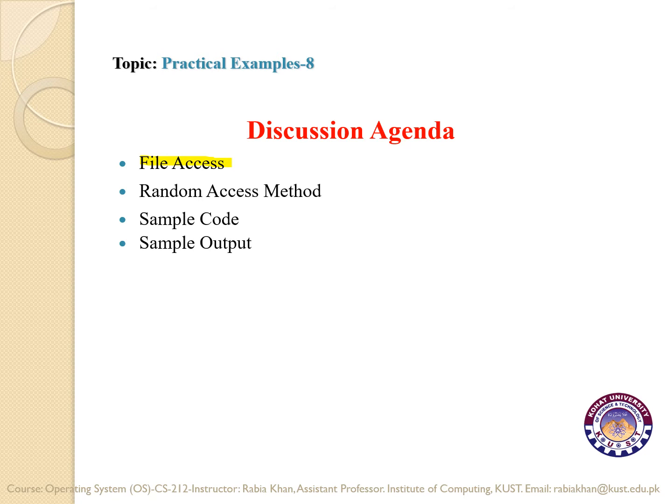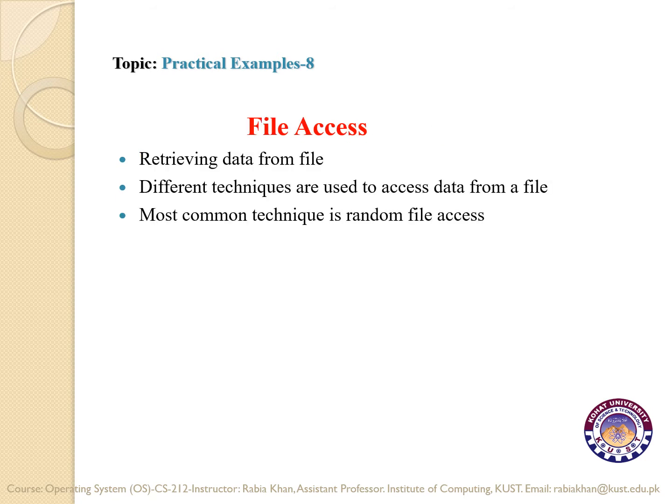This is actually the recapitulation of what we have already discussed in chapter 9. File access means to access data from a file or within a file. That means retrieving data within a file is actually known as file access. We can also call it data access. Accessing data from a file is a quite interesting activity, and different techniques have been proposed for accessing data within a file.